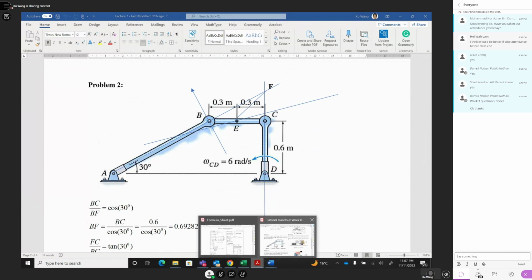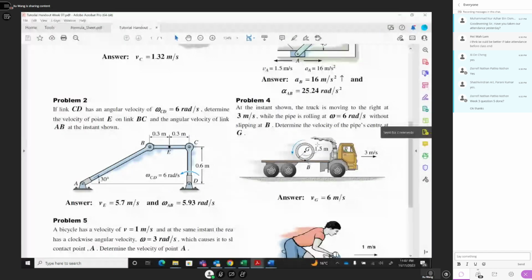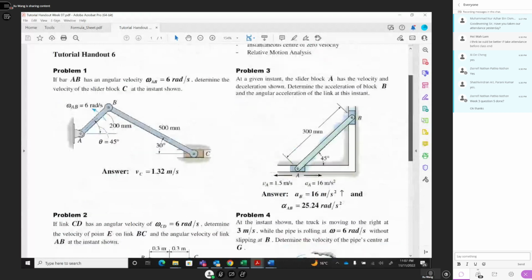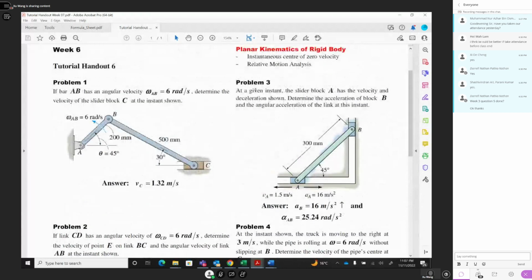Then we go to question 3. Question 3 is this one. Given the instance, slider block A has velocity in this direction, but the deceleration goes in this direction. Determine the acceleration of block B, and also the angular acceleration of the link in this instance. Okay, how can we solve this problem?